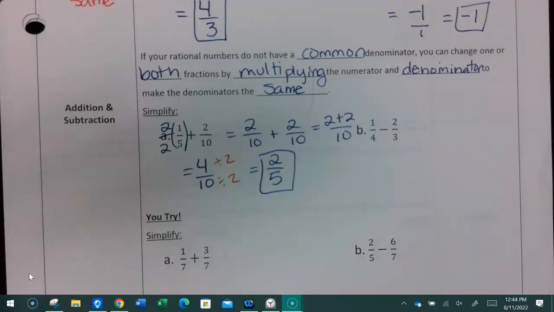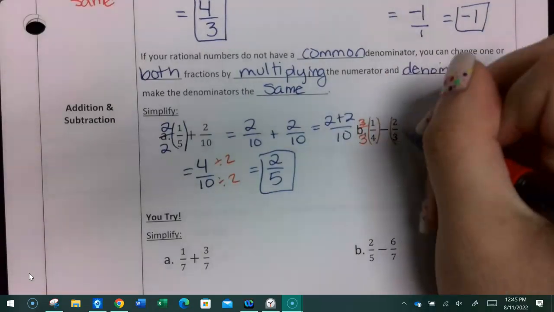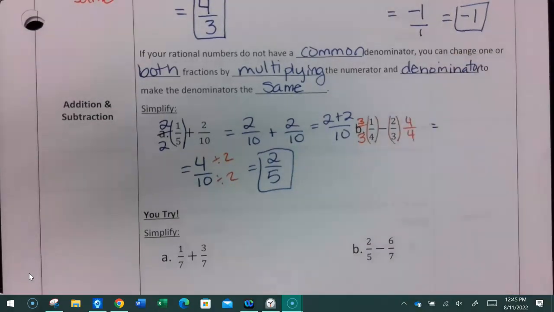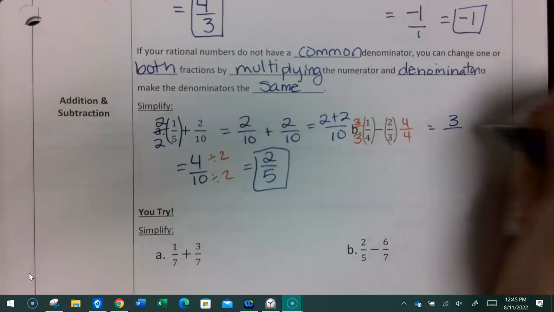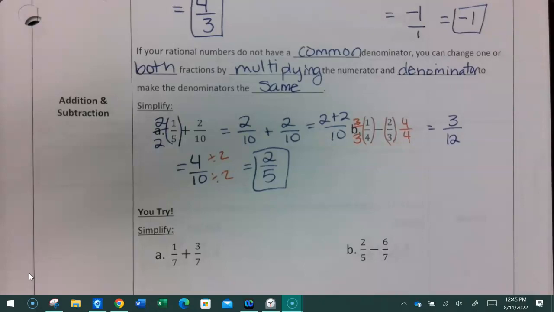Okay, what about B? What should I do here? Okay, so 3 times 1 is going to give me, 3 times 4 is going to give me. I'm confused on where I got those numbers in red. So can you explain why you chose those numbers?